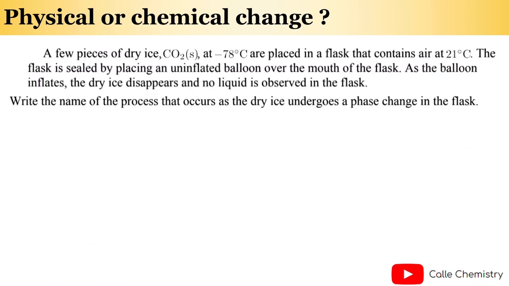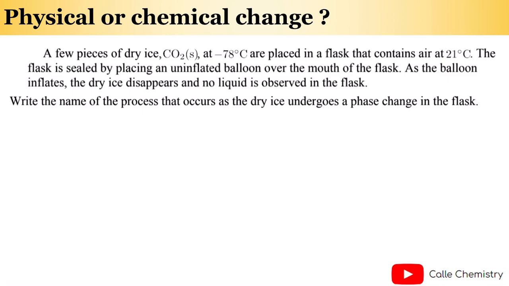Moving on to the next, physical or chemical change. A few pieces of dry ice are placed in a flask. The flask is sealed by placing an inflated balloon over the mouth of the flask. As the balloon inflates, the dry ice disappears and no liquid is observed in the flask. Write the name of the process that occurs as the dry ice undergoes a phase change in the flask.